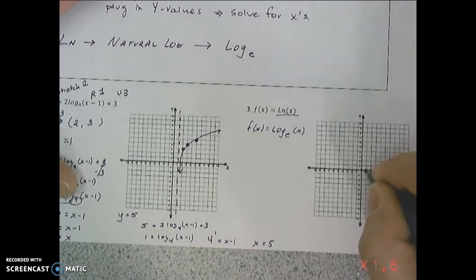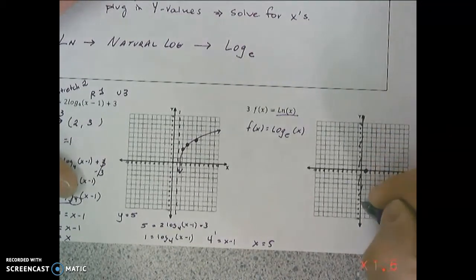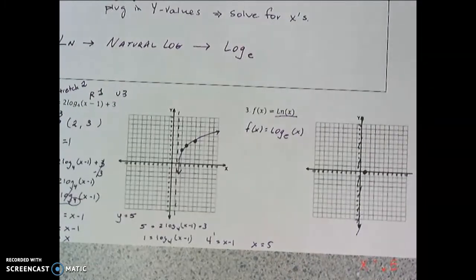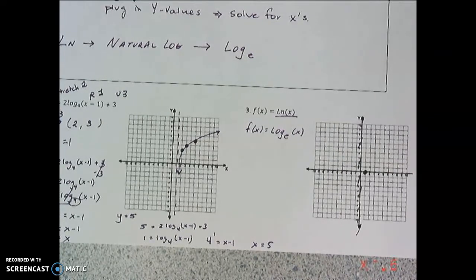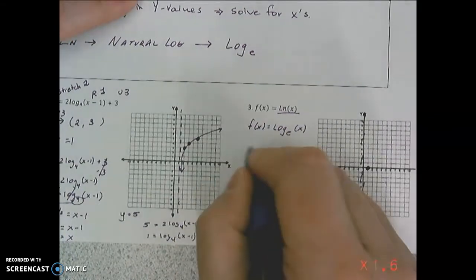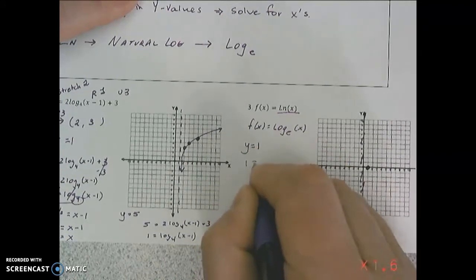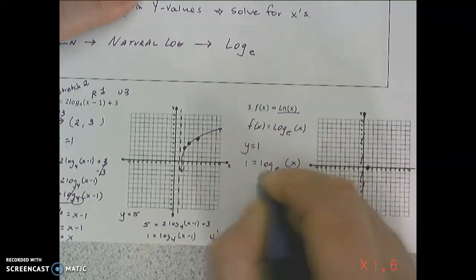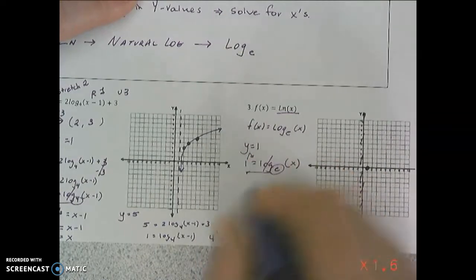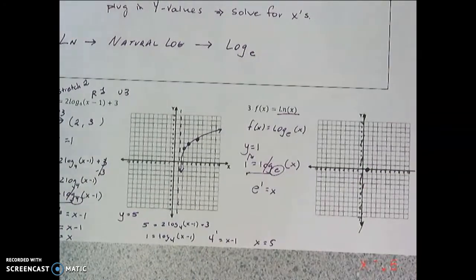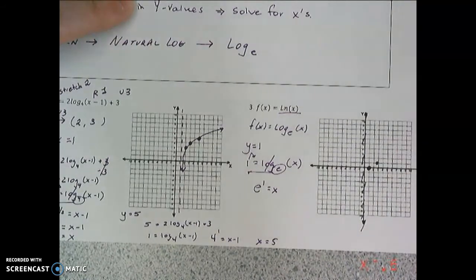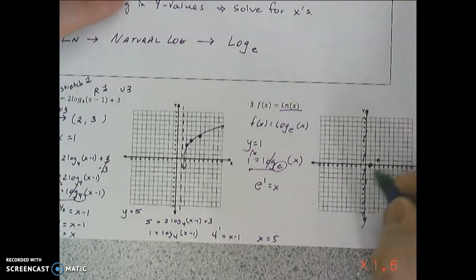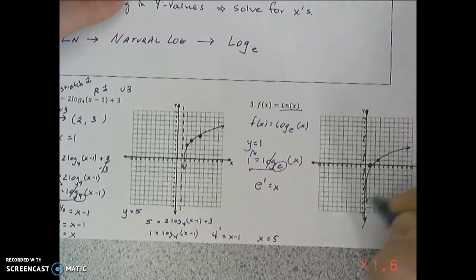So we have our x-intercept at 1, 0. We have our vertical asymptote at x equals 0. And then we would just go ahead and plug in values for y and solve for x. If we wanted to plug in y equals 1, we'd have 1 equals log base e of x. Slide, pop, drop the log. x would equal e, which is approximately 2.7 or so. So we'd be able to put a point there. We could find another point going this way, one going that way, and our graph would look like that.